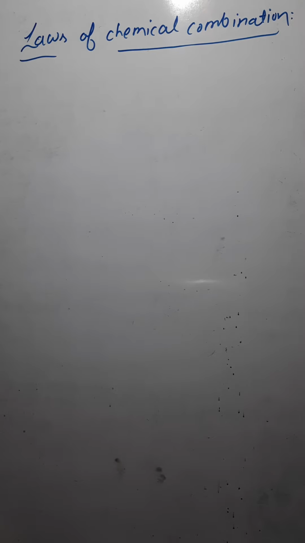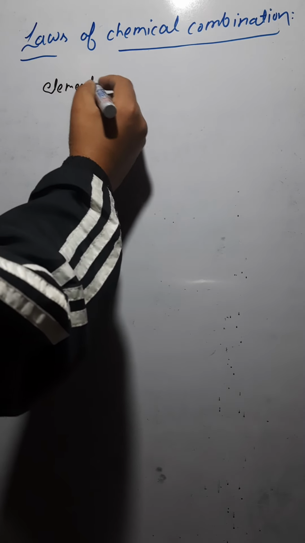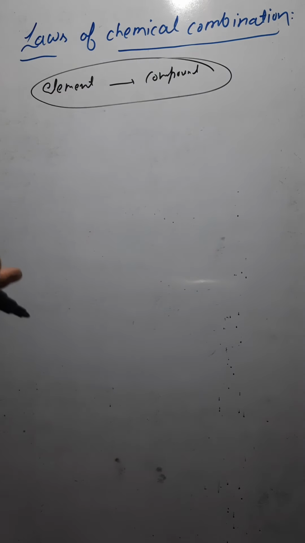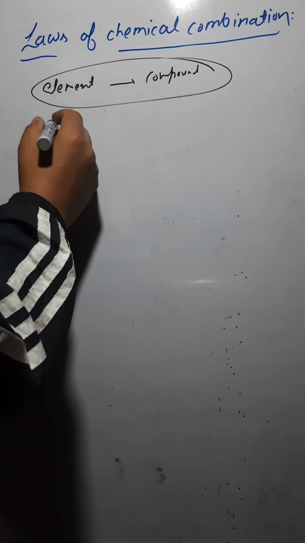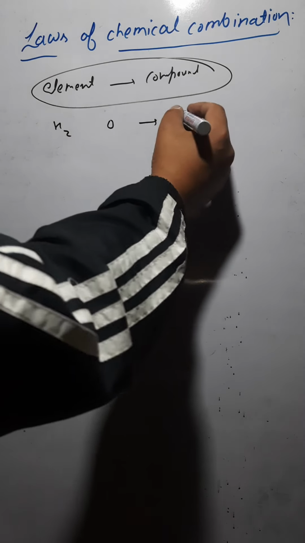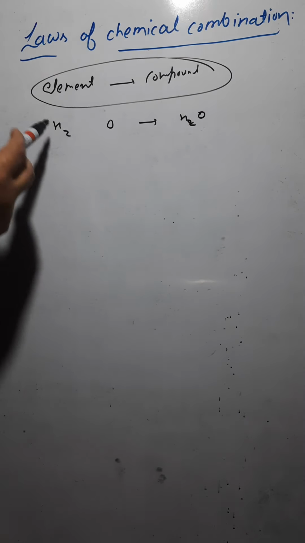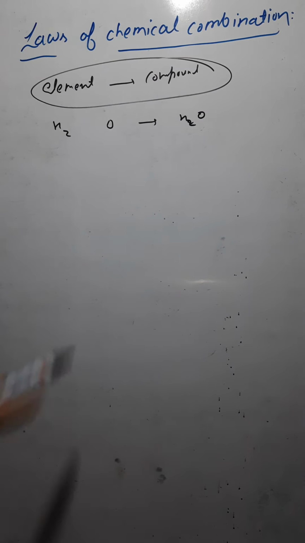Before this, let me tell you, as you must be knowing, the elements are combine together to form the compound. Means we have the elements and these elements are combining together to form the compound. Let's say we have the elements hydrogen and oxygen, and by combining hydrogen and oxygen we are getting water out of it. So this is the compound. Hydrogen and oxygen both are the elements, and the compound that we are getting is water.